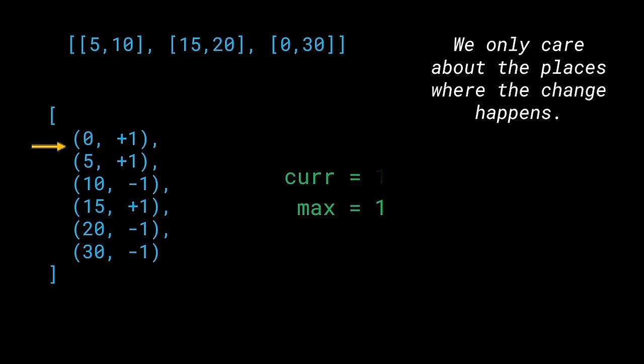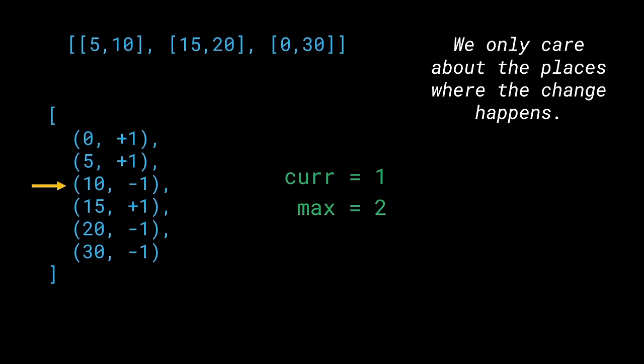Now what happens when we move to time equals to 5? At time equals to 5, another meeting starts. So we increase the current by 1, and the maximum reflects the change. Now what happens at time equals to 10? A meeting has ended. Now we don't know which meeting has ended, but one of the meetings has ended. That means the requirement for the number of rooms has decreased by 1. So the current decreases from 2, as we saw here, to 1 here.